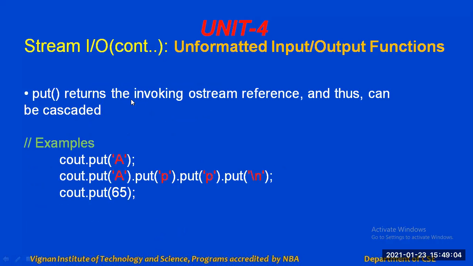Another purpose of put: it returns the invoking stream reference and thus can be cascaded. In this also we can use cout.put to print one character. If you want to print multiple characters, you can cascade it: cout.put('a').put('b').put('p').put('!'), or you can also directly print the digit, cout.put(65). In this way we can do it. These are unformatted output functions.